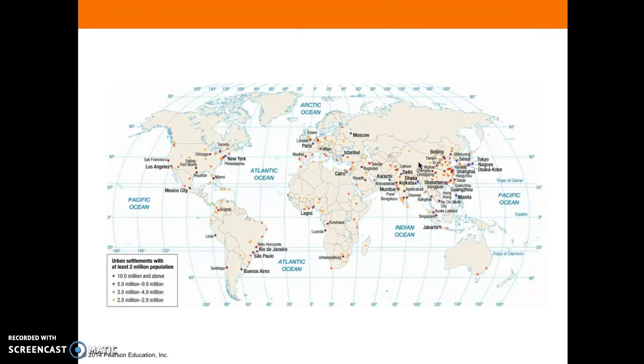And here you can see your urban settlements with at least 2 million people. The darkest dots on here are places with 10 million people or above. So New York, LA, Mexico City, Paris, Tokyo. Then the reddish dots are where there are 5 to 9.9 million people. So Miami, London, and then you've got your 3 to 4.9 million people, the orange dots, and then your smaller cities. These dark dots here are known as megacities because they have over 10 million people, and we'll learn about megacities in a little bit.